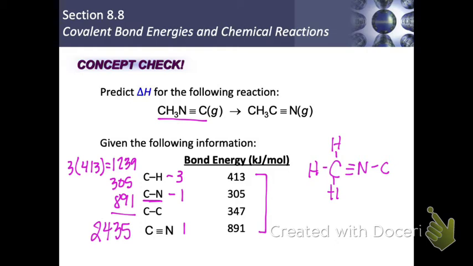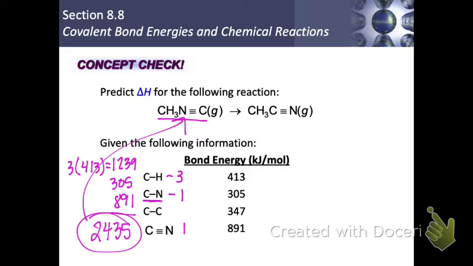Does that part make sense, how we found that? Now you said something about subtracting. We're going to do that in a second. This is the amount of energy required on the left, on the reactant side. Now we're going to look at the product side.